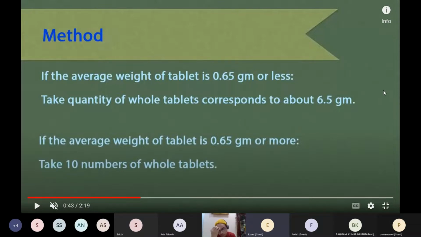If the tablet is big, we take only 10 tablets, no need to weigh. For example, if you want to test Panadol Activas 650 mg, no need to weigh. The average tablet weight is 650 mg and more, so take 10 tablets and go straight to the friability test. For small tablets like chlorpheniramine 4 mg, you must weigh first. You have to take however many tablets it takes to amount to 6.5 grams, and that's the amount we will use for testing.